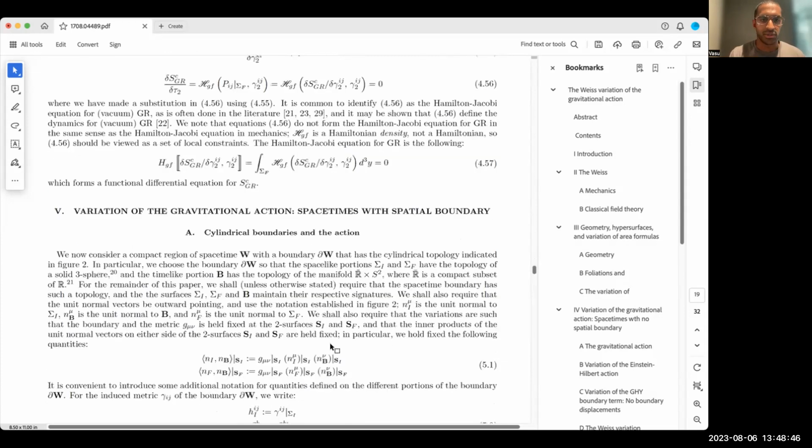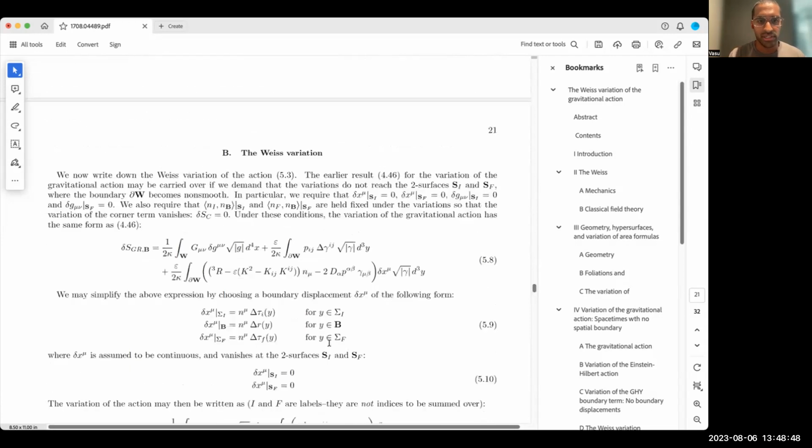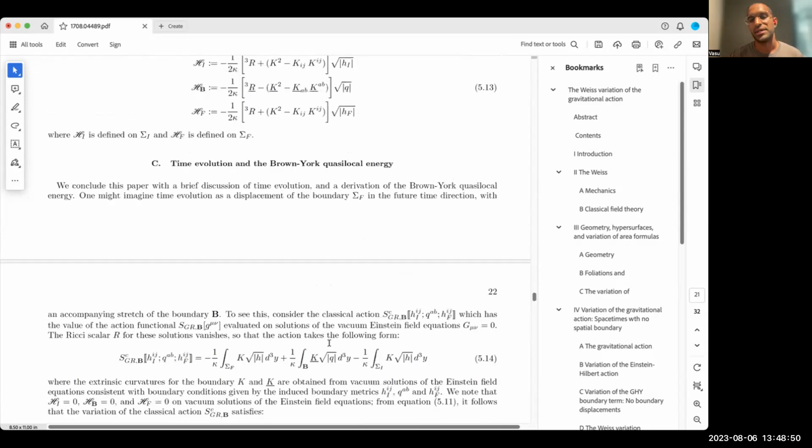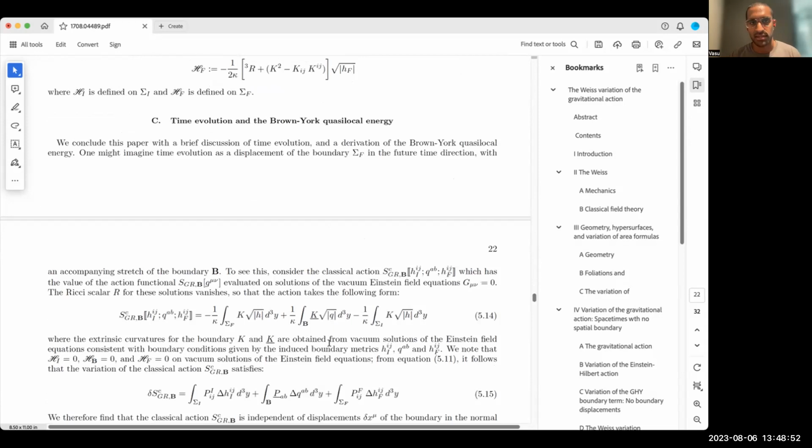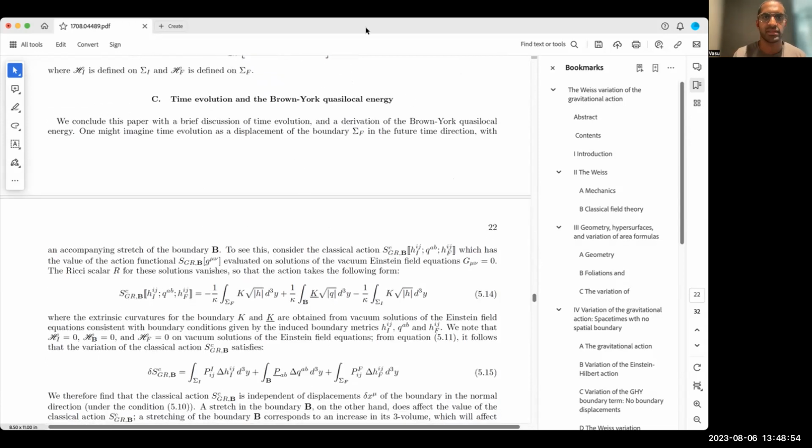They also go on to show how you actually recover the Brown-York quantities, what happens when you're doing the Weiss variation when there are both space-like and time-like boundaries, and you get the quasi-local energies and so forth. And these authors do have other references where they talk about similar issues. But what I wanted to comment on was that this reminds me very much of some other tricks in the literature, specifically around edge modes.